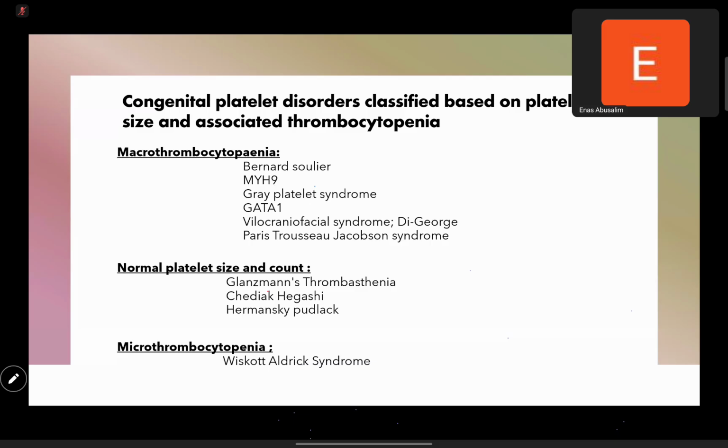There's a vast majority of congenital abnormalities that manifest in thrombocytopenia as well as other abnormalities within the body, syndromic features. Normal platelet size, you need to think about Glanzmann's thrombasthenia, Chediak-Higashi, and Hermansky-Pudlak. And microthrombocytopenias, you need to think about Wiskott-Aldrich syndrome. So you do need to know in general, since it's a common MCQ question: all of the following can cause macrothrombocytopenia except. So you do actually need to know it. As we go through the slides, I'll give you a brief about each and every one of these.